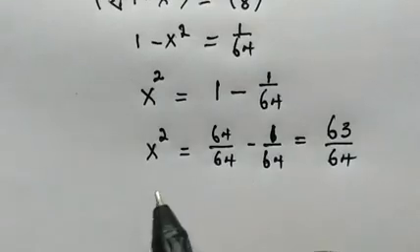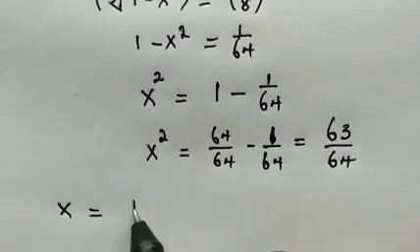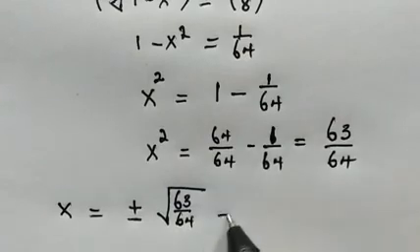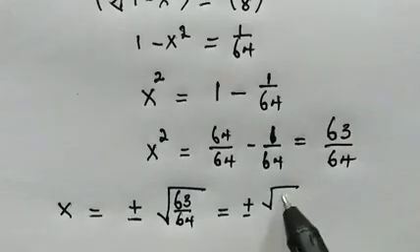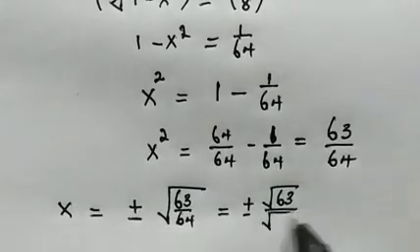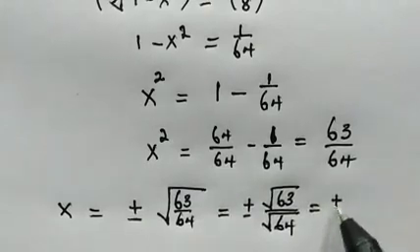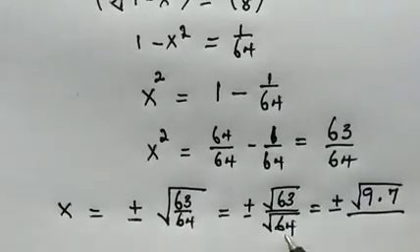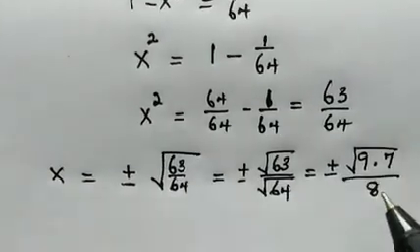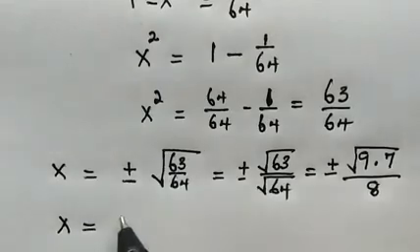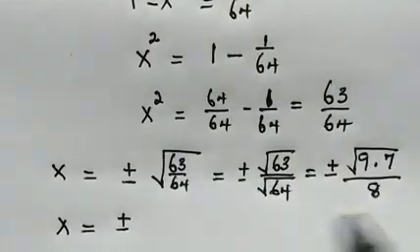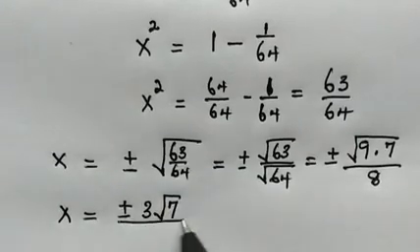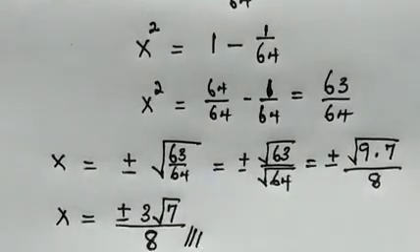Now we're going to take the square root of both sides. So here we get x is equal to plus or minus the square root of 63 divided by 64, which is equal to plus or minus the square root of 63 divided by the square root of 64. This is equal to plus or minus the square root of 9 times 7, divided by the square root of 64, which will give us 8. So from here, we get x is equal to plus or minus, square root of 9 is 3, so we get 3 times root 7, divided by 8. And this is the correct answer.